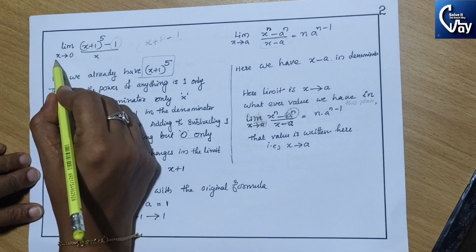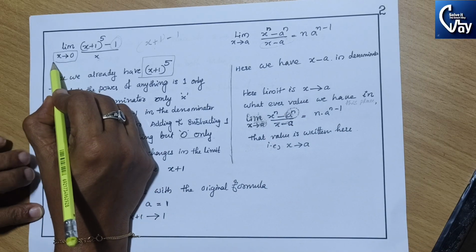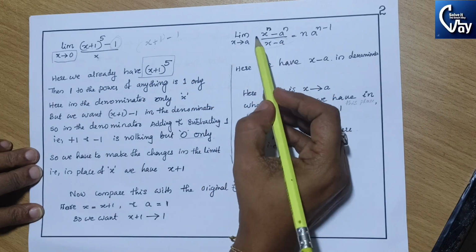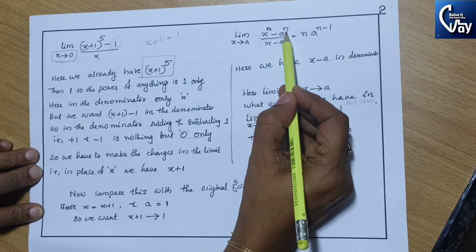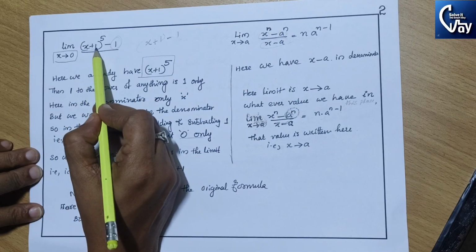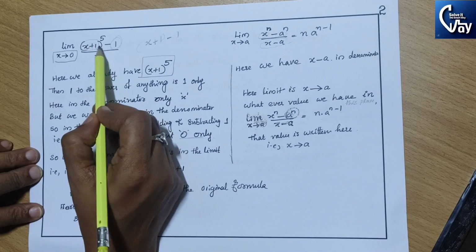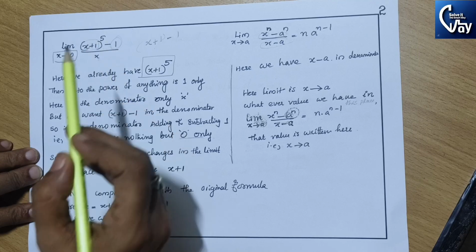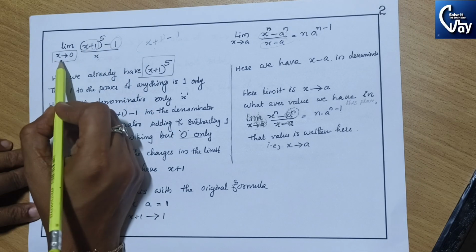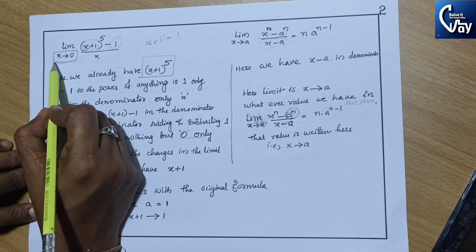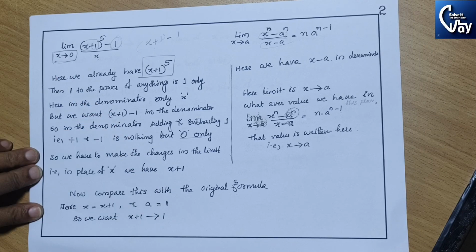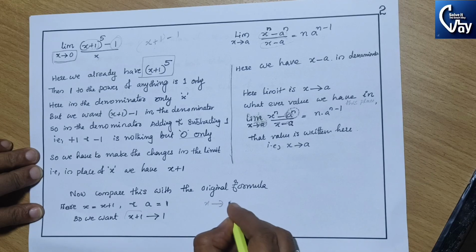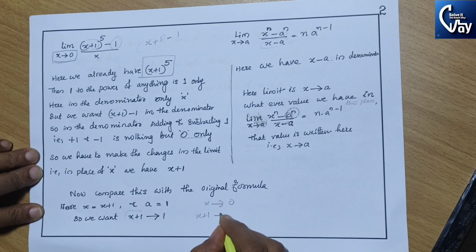So here x tends to 0. But in the original formula, x tends to a, we want. In this question, here x plus 1 and here 1, we want x plus 1 tends to 1. But here only given that x tends to 0, then we want to convert it as x plus 1 tends to 1. Is it clear? We want to convert x tends to 0 as x plus 1 tends to 1.